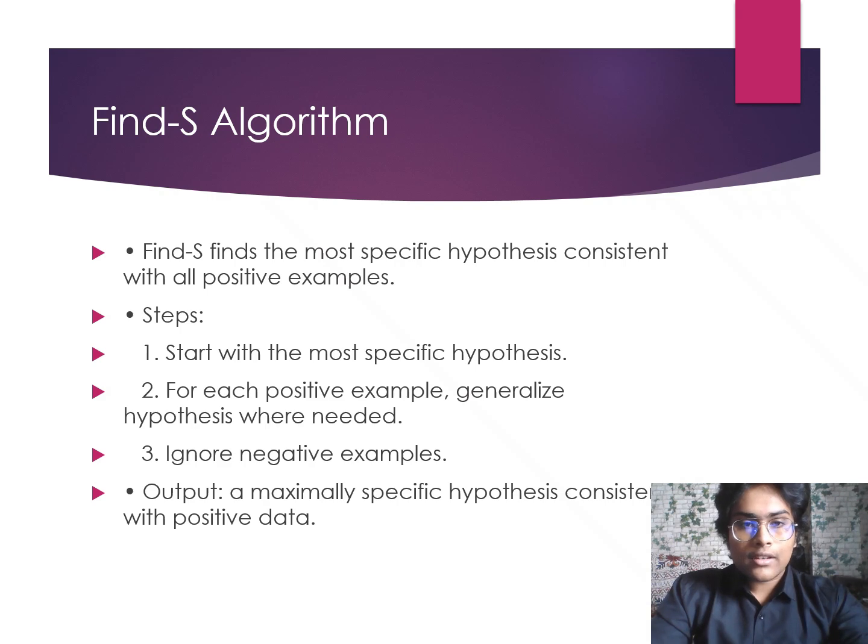Now we will discuss an important algorithm in machine learning, which is Find-S algorithm. Find-S finds the most specific hypothesis consistent with all positive examples. Here are the steps we are going to use. First, start with the most specific hypothesis. Second, for each positive example, generalize the hypothesis where needed, and ignore negative examples. The output of this algorithm is the maximally specific hypothesis consistent with the positive data.